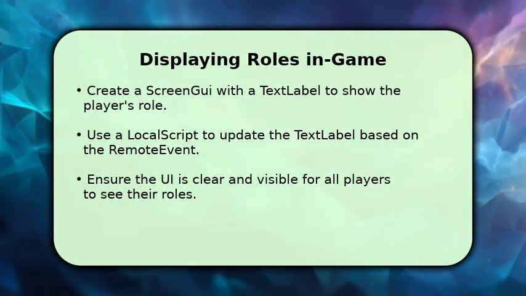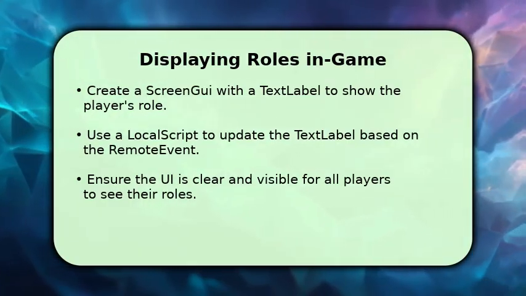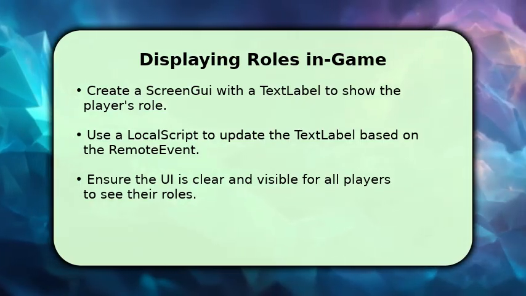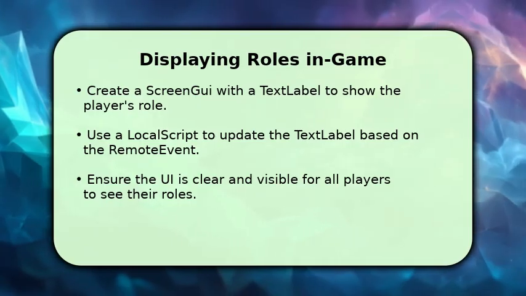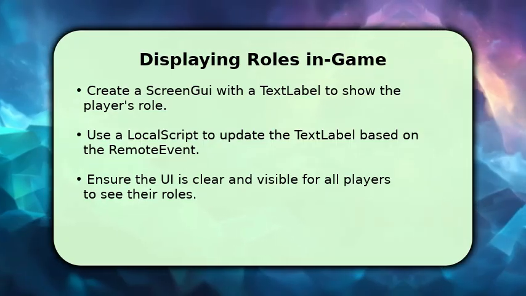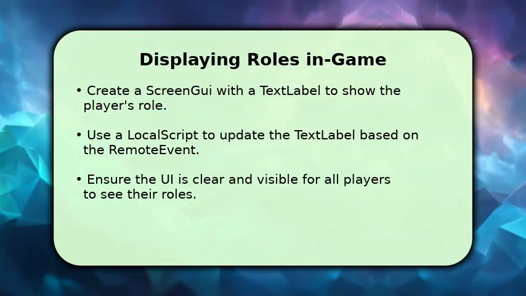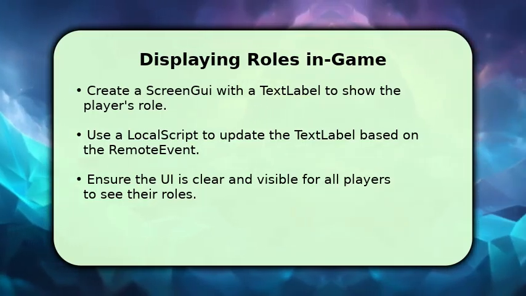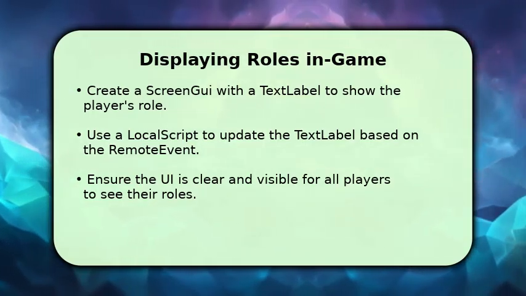Now let's make these roles visible. Create a screen GUI in Starter GUI, and inside it add a text label. This text label will display the player's assigned role. Then, insert a local script into the screen GUI. This script will listen for the remote event we set up earlier. When the server sends a role update, the local script will update the text label's text, making the player's role clearly visible on their screen.